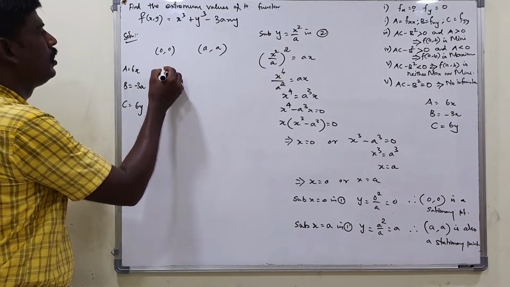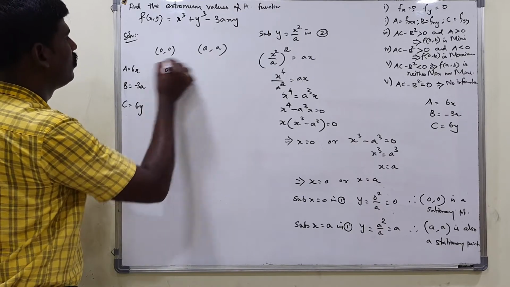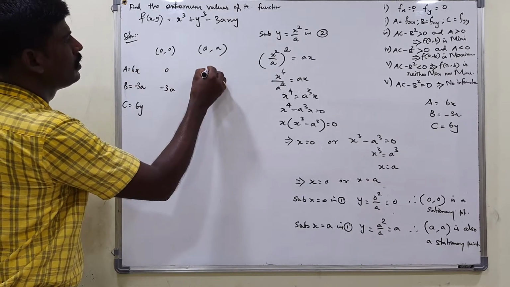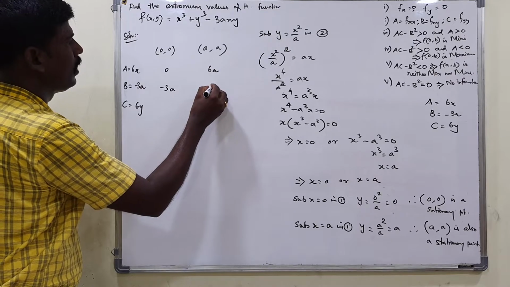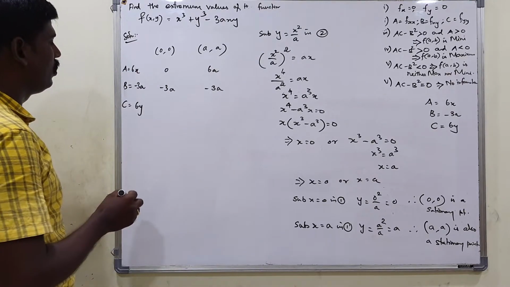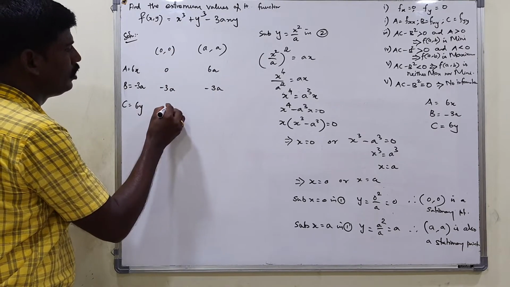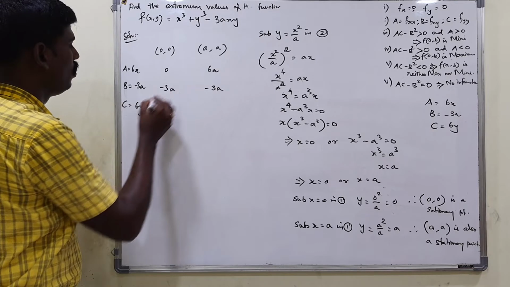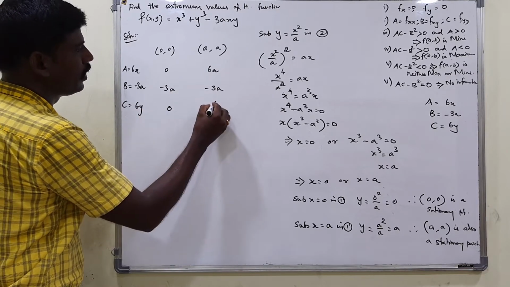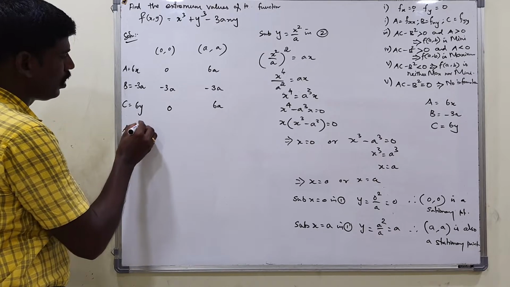Substitute it here. What will you get? 0. This is always a constant value. Substitute x equal to a here, you will get 6a. Here it is minus 3a, the term independent of x and y. For 6y, substitute y is 0 here, you will get C as 0. Substitute y as a here, you will get 6a.